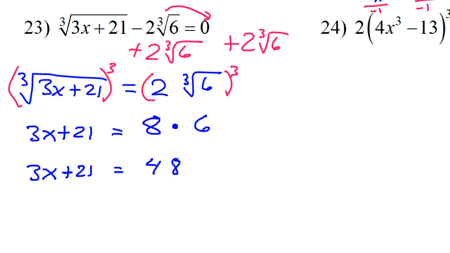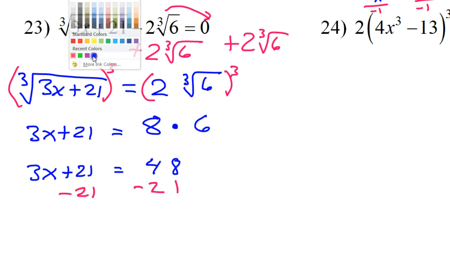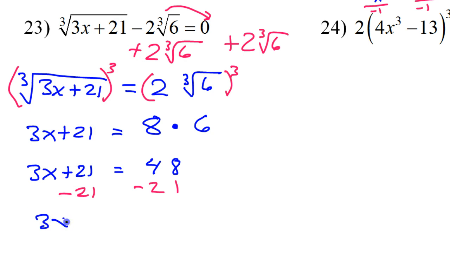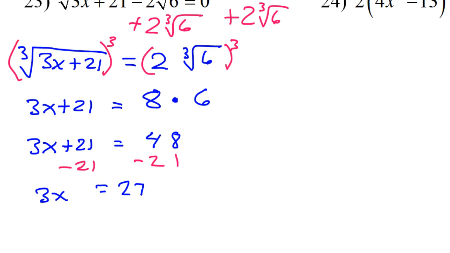And the rest is obvious. We will subtract 21 from both sides. So that'll give us 3x is equal to 27. And then we divide both sides by 3. So that's going to give us x equals 9.